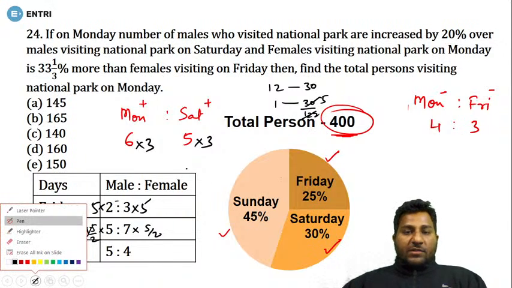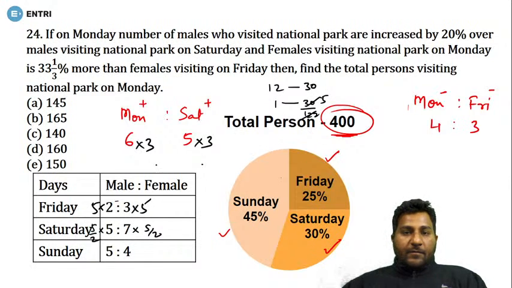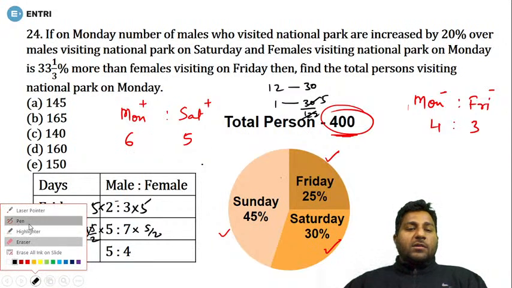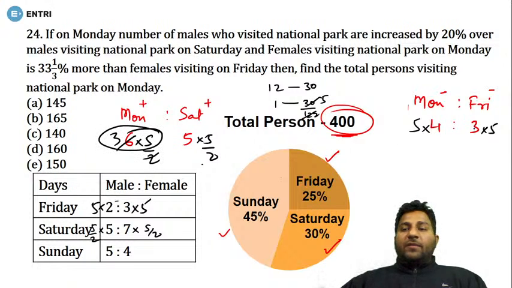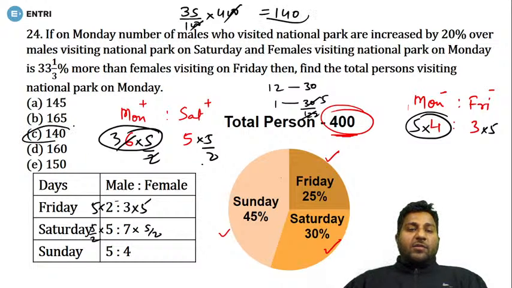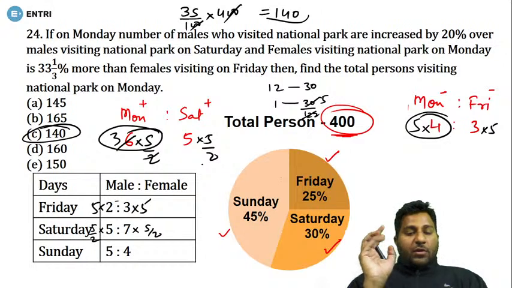Just a minute, I am trying to solve it in a few steps, because the concept must be clear. On Friday, you need to multiply with 5, but on Saturday, you need to multiply with 5 by 2. That means this will be 15 and this will be 20. So 15 and 20 is 35%. 35% of 400 will be 140. So I have solved the question. I hope you all have understood it.